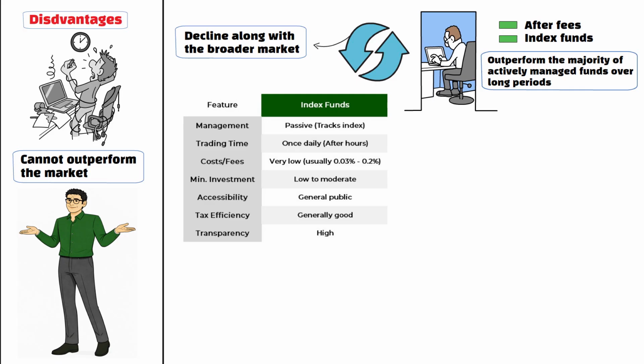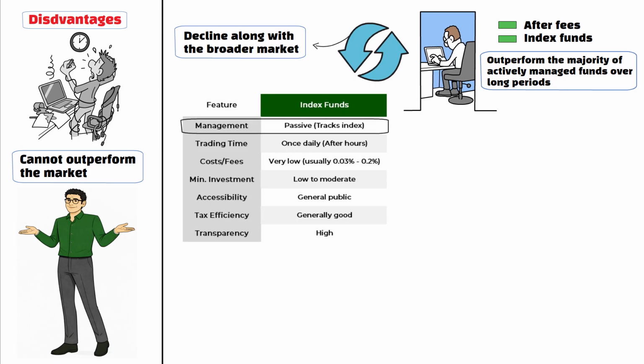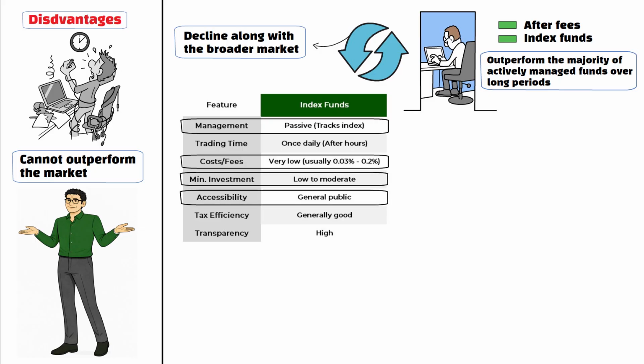Overall, the management is passive, costs are very low, and the minimum investment is usually low. Also, it's easily accessible to the general public. Tax efficiency is typically good, and transparency of what's in the fund is clear.